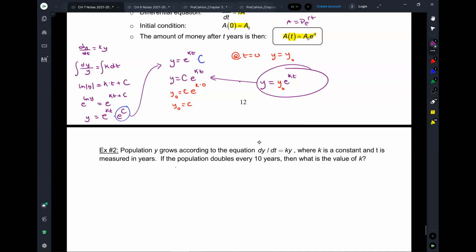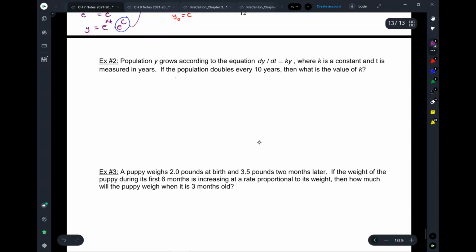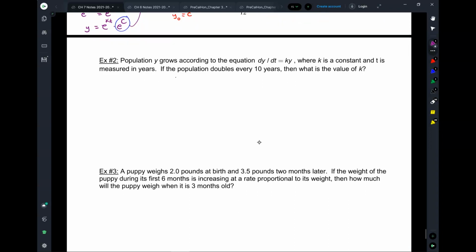So, that's important. Okay, so now that we did it one time, we don't have to do it every single time. Okay, which means, take a look at this. Population y grows according to the equation dy dt is equal to ky, where k is a constant and t is measured in years. The population doubles every 10 years. What is the value of k?